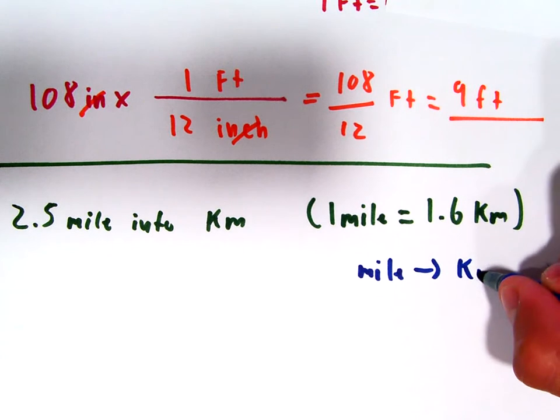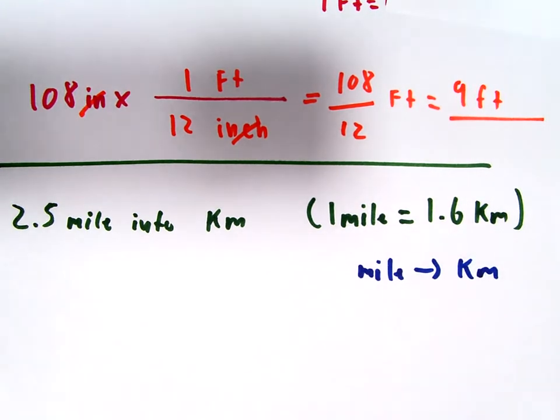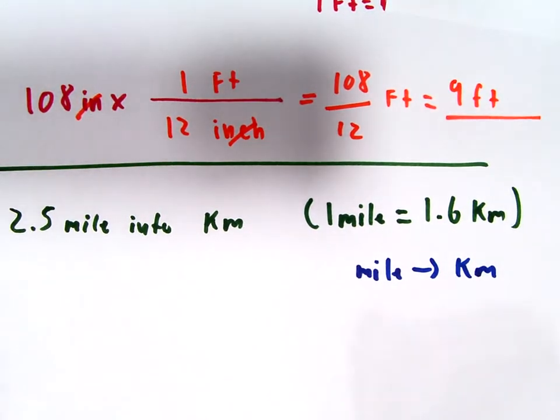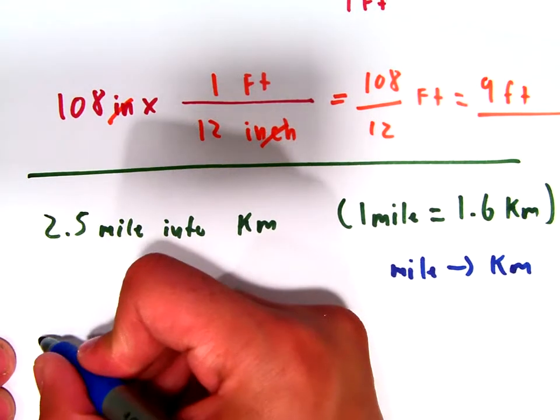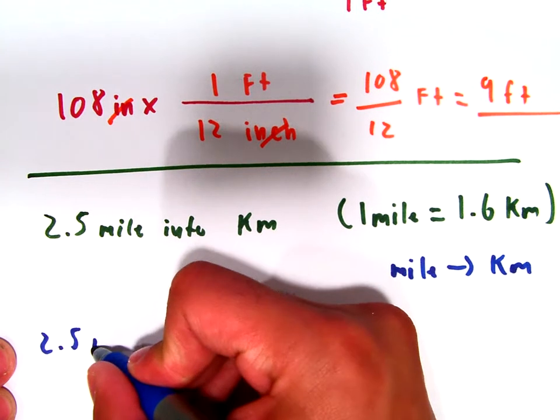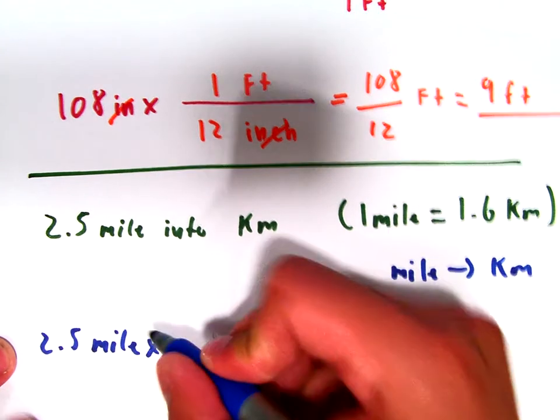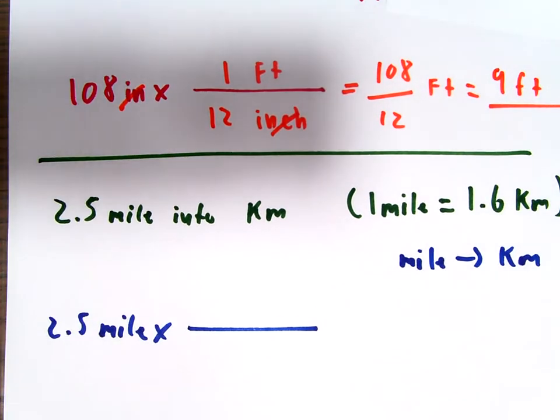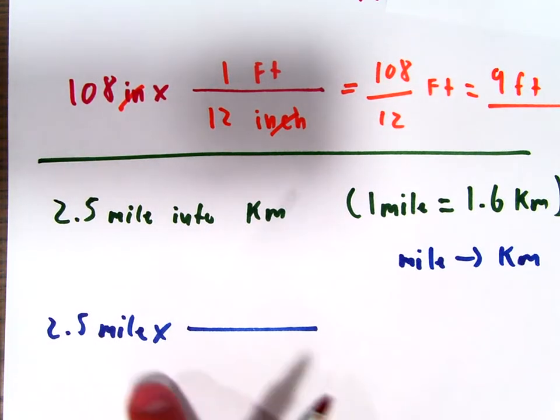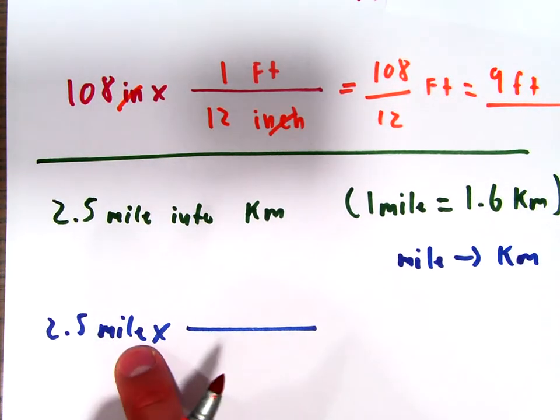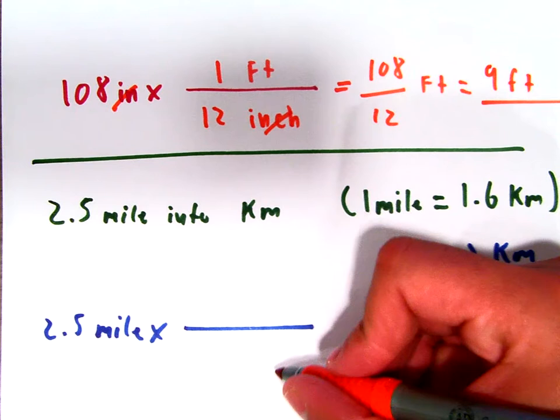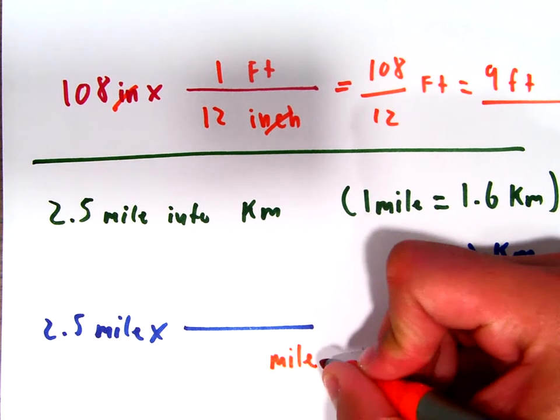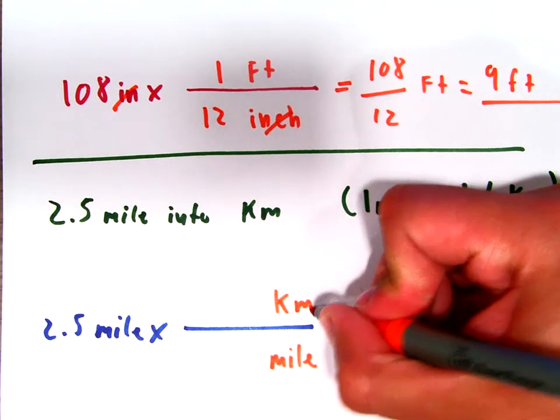And as you get better, you don't have to do this step. You can skip, but it's kind of for you to visualize what's going on. Okay? So I take this, I bring it down, 2.5 miles times a fraction. I'm doing the same thing over and over. Let's start with units. If I have miles here, then miles have to go in the bottom. And I want kilometers, so I put kilometers on top.